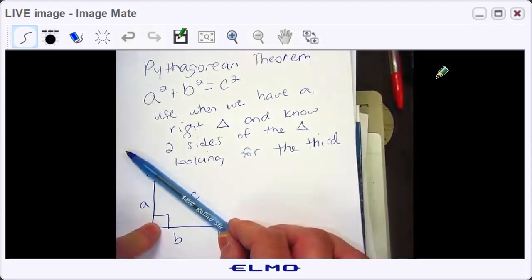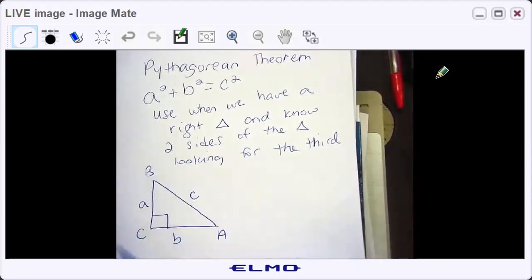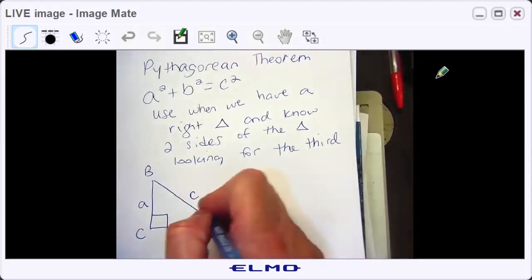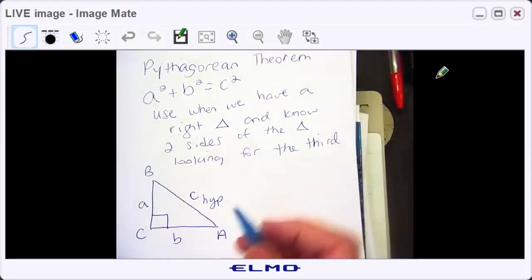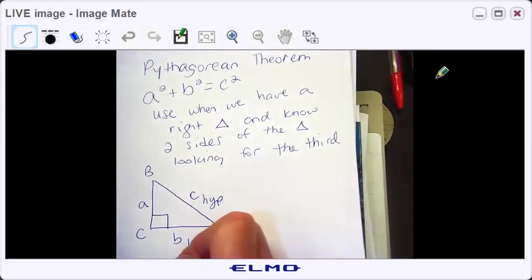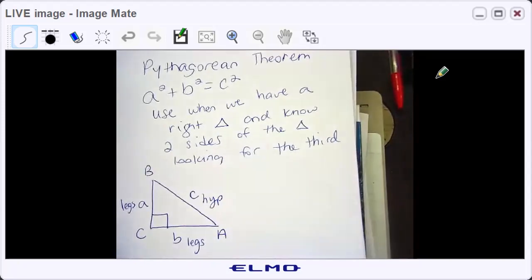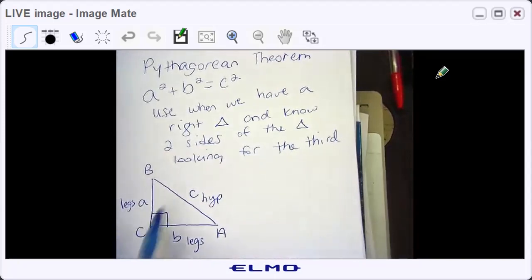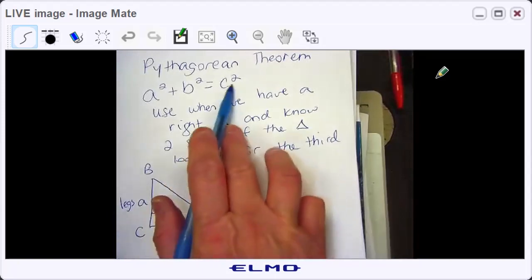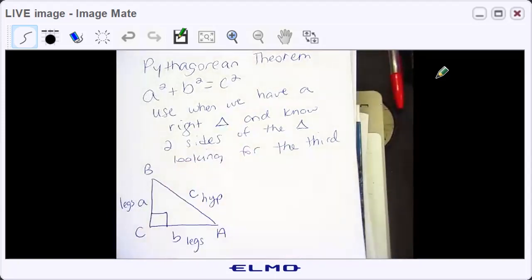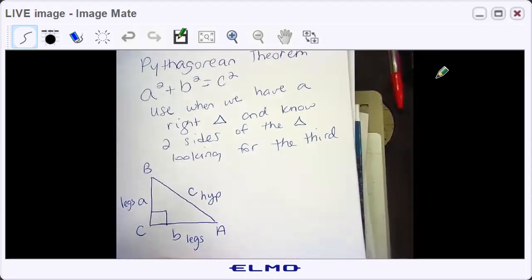That's important as you work your problems to keep a check on whether you're getting it right or wrong. But it's because it's across from the biggest angle. So this is the hypotenuse, and the other sides we just call the legs of the triangle. All right. When we put numbers into the formula, it doesn't matter which one we put in for A or B, but you do have to make sure C goes in the proper place in the formula. So let's look at an example.